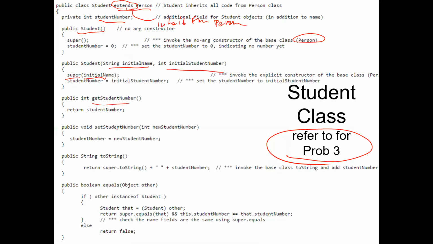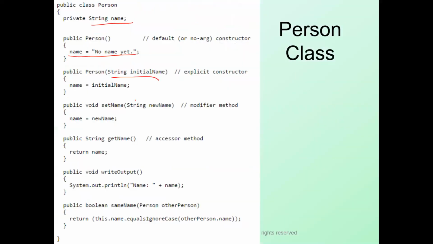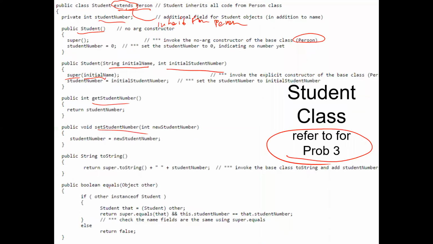You can also get the student number. You can set the student number to something. And you can also change the name of a student because all of these methods, setName, getName, are available for students as they are for persons. So you have the extended capability, yes.